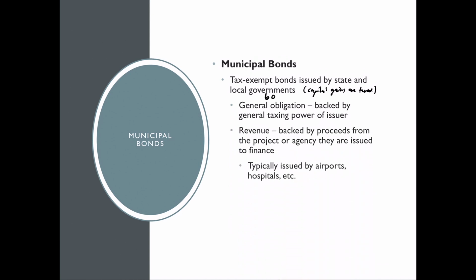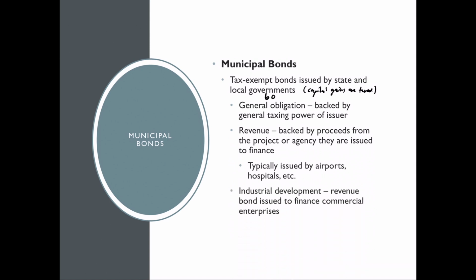And then the other type of municipal bond is a revenue bond. These are backed by the proceeds from the project or agency they are issued to finance. Think of the tolls on a new road backing a revenue bond, typically issued by airports, hospitals, and these are typically more risky than your general obligation bonds.